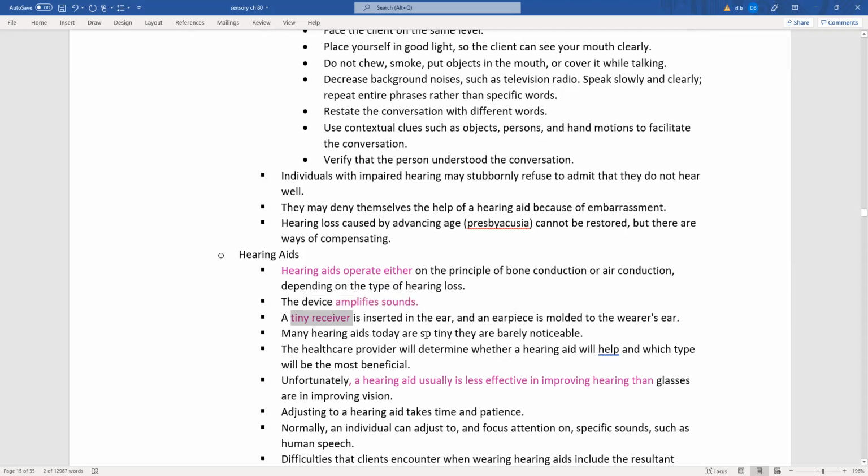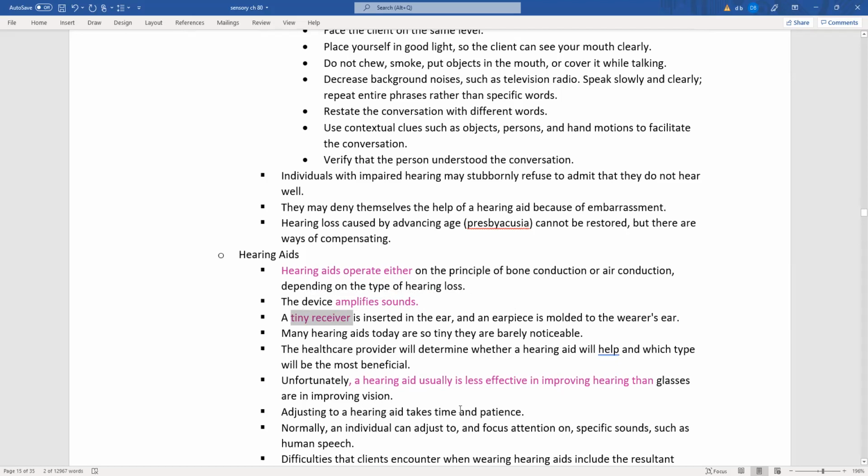Many hearing aids today are so tiny you can't even see them. The healthcare provider will determine whether a hearing aid will help and which type will be most beneficial. Unfortunately, a hearing aid is usually less effective in improving hearing than glasses are in improving vision, unfortunately. Because I can have hearing aids all day and probably still can't hear anything.